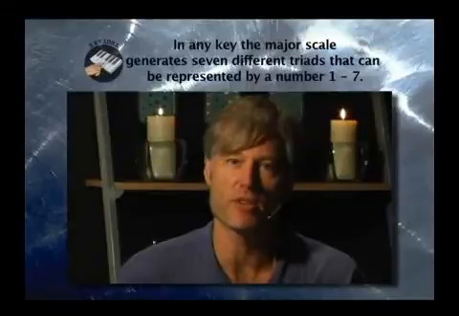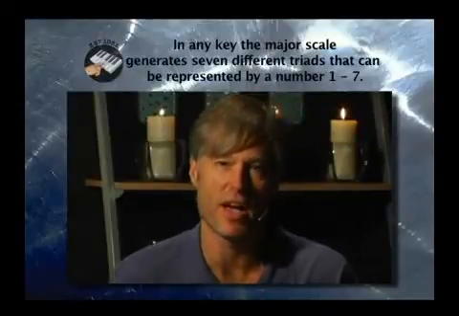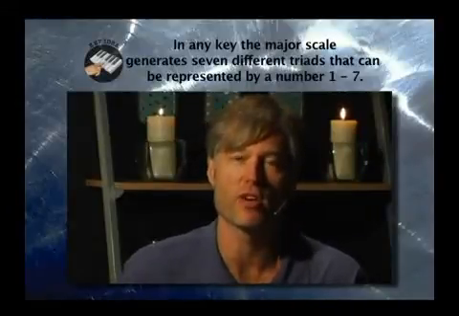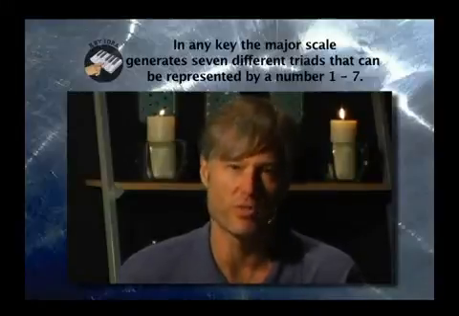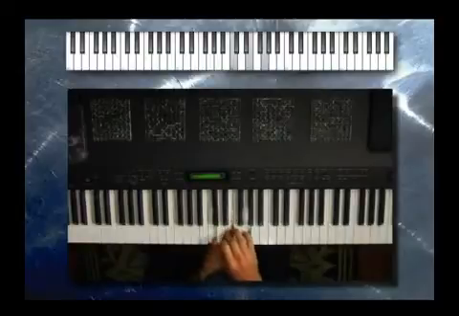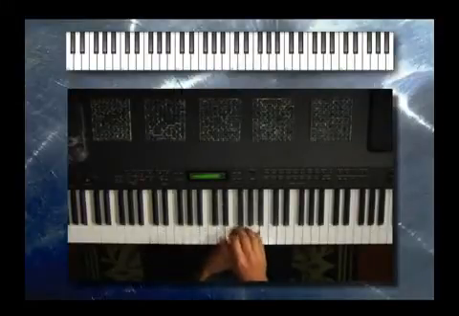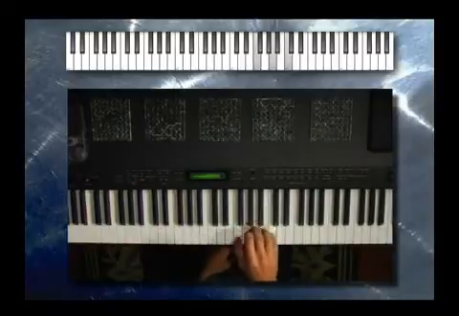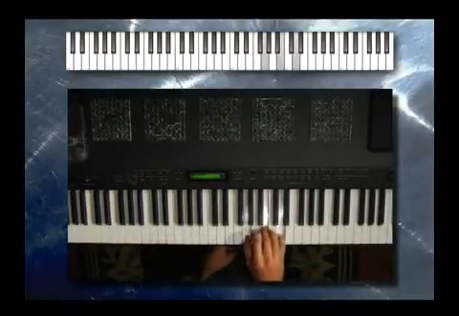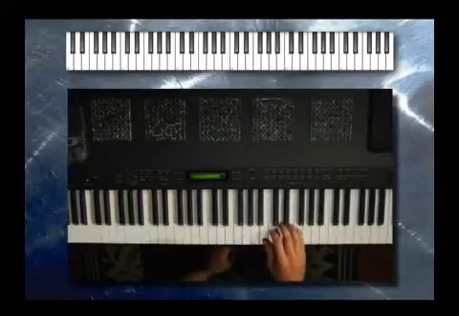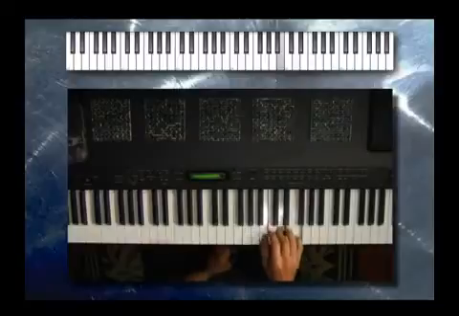Also, in any key, the major scale generates 7 different triads. And those triads of the major scale can be represented by a number 1 through 7. The first triad is C major. And the scale we're using is a C major scale. So if we take each chord up to the next white note, and we're fingering this 1, 3, 5, we get a different triad every time we move that position.